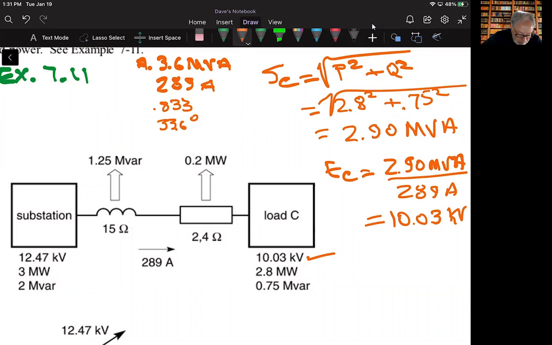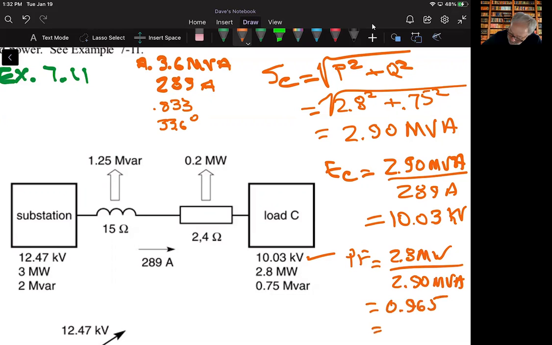The power factor at the load end of the line, it's funny, I look at 151 and he has F sub P, factor of power, but we're talking about power factor. It is the 2.8 megawatts. Now we know the apparent power is 2.90 MVA, and we're going to end up with a very high power factor, 0.965 or 96.5%. The phase angle would be the arc cosine, or the inverse cosine, of 0.965. That comes out to be 15.2 degrees.